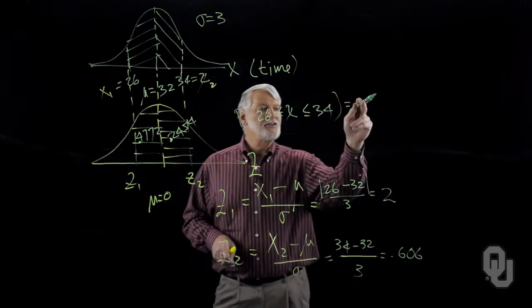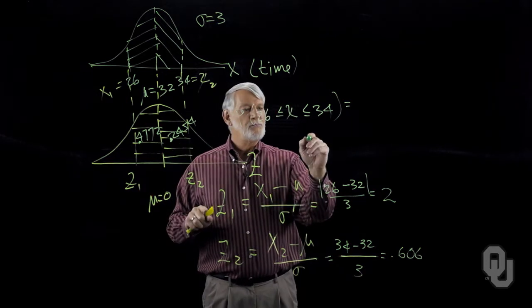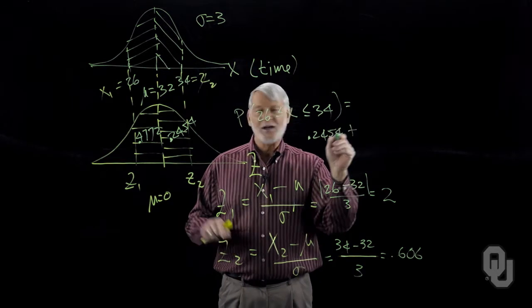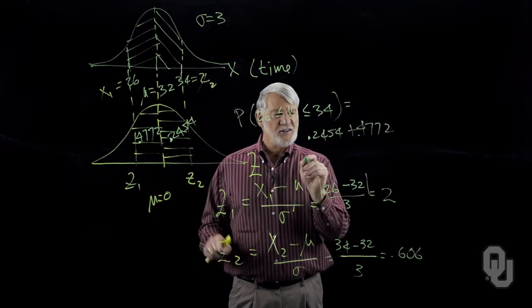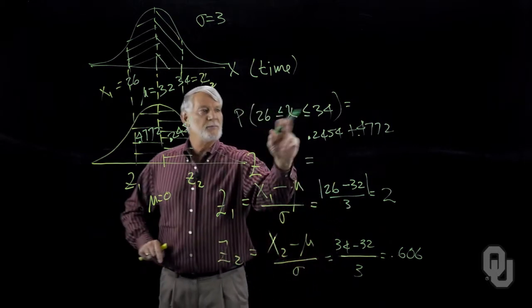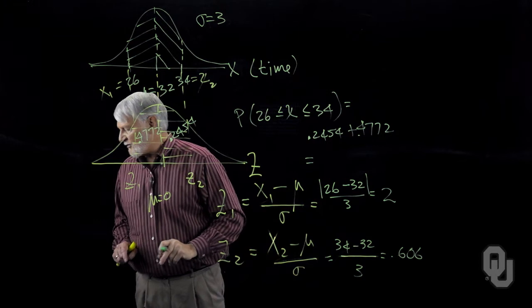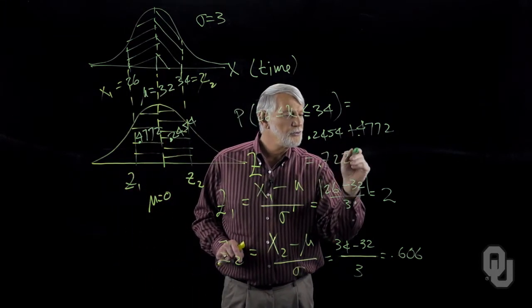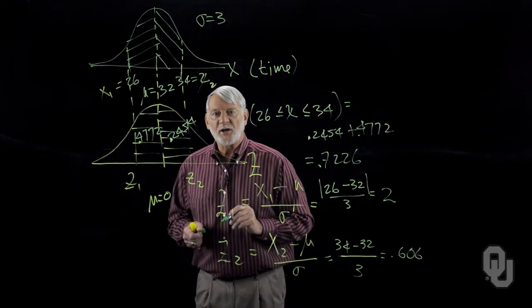Our final answer is going to be the probability of this one, 0.2454, plus the probability 0.4772. And that's going to be equal to the probability between these 2 numbers, this range here. If we add those things up, we're going to get 0.7226. Our conclusion is a bit disappointing for our chef.